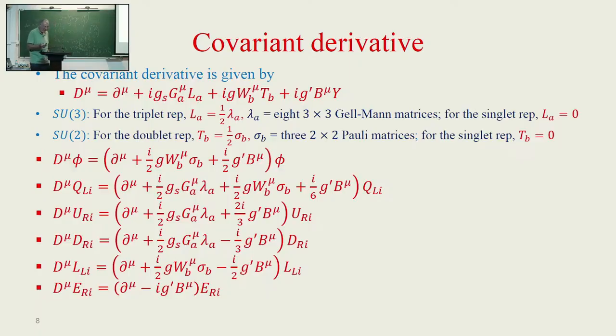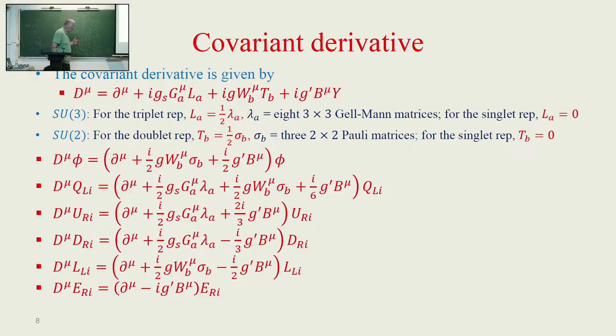There was nothing else. So for singlets, it's simple: the generator is 0. This way, e to the i lambda^A theta^A is invariant. The generator annihilates the state, and so the transformation, the exponential of that, keeps it invariant. And for triplets, these SU(3) generators are half of the Gell-Mann matrices, eight 3x3 matrices.